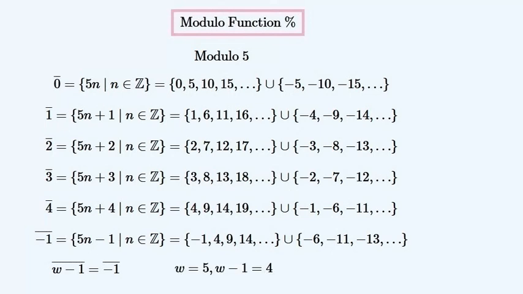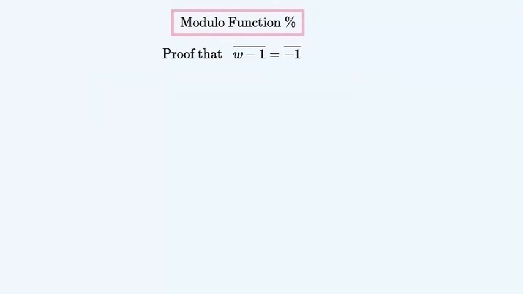If we substitute 5 in for w, we get that 4 bar is equal to minus 1 bar. I hope that you can see why this is true. So now to have a more formal proof of this statement.